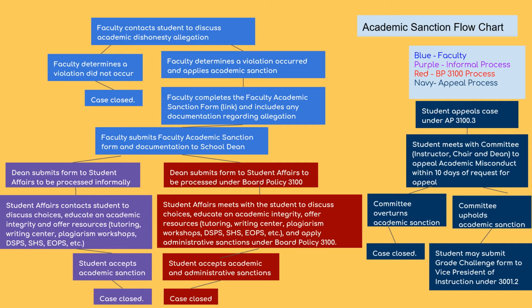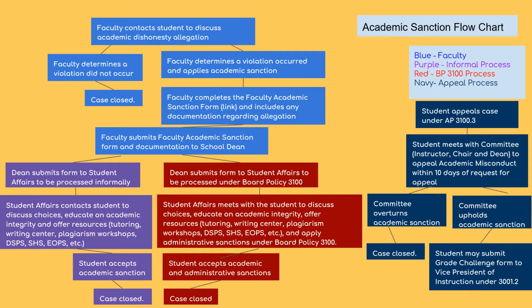So informally, Student Affairs contacts the student to discuss their choices, educate the student on academic integrity, and discuss the seriousness of academic honesty and how it can affect their future. In addition, Student Affairs offers resources, including tutoring, plagiarism workshops, DSPS, Student Health Services, EOPS, and any other resources needed by the student to be successful. If the student accepts the academic sanction, the case is closed.